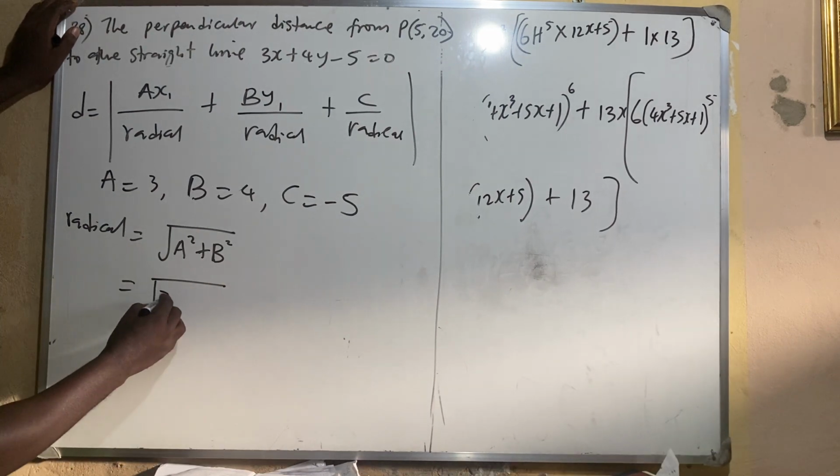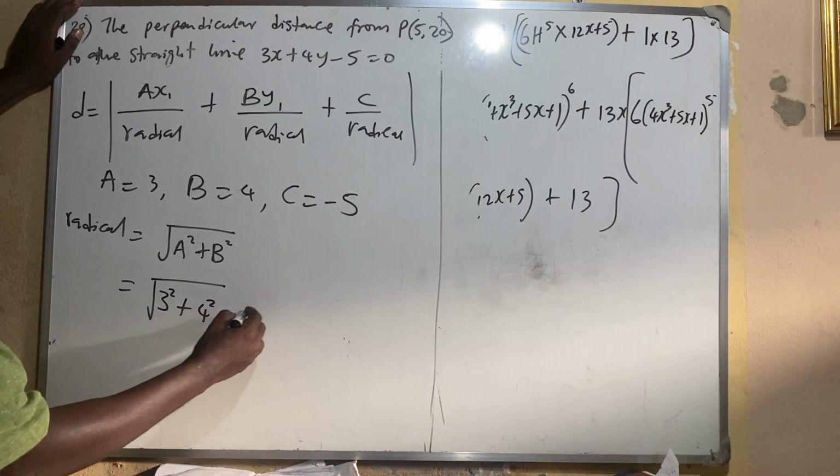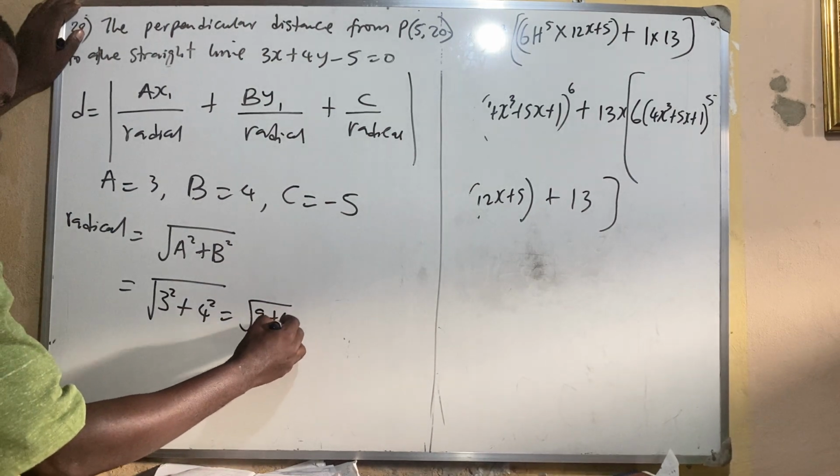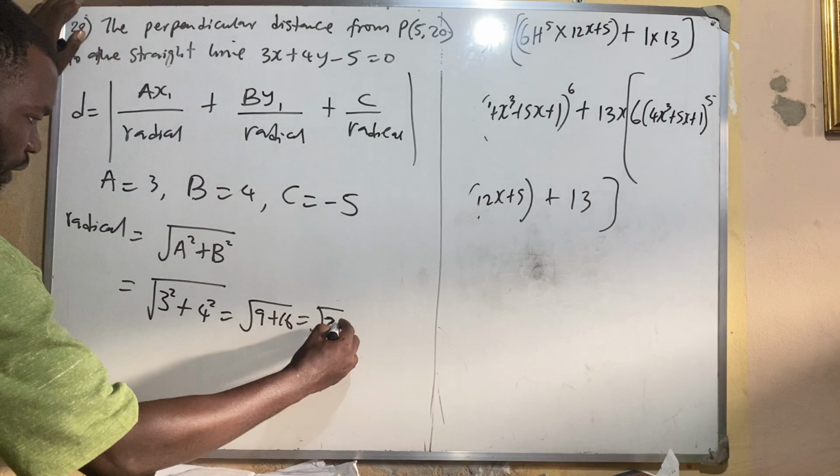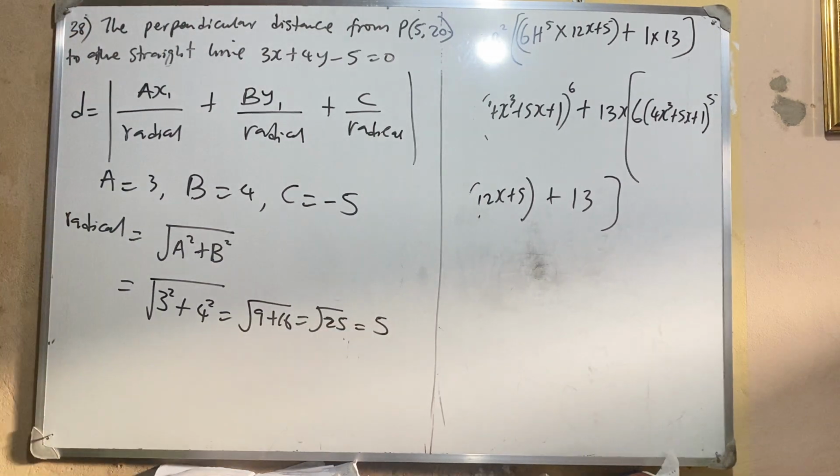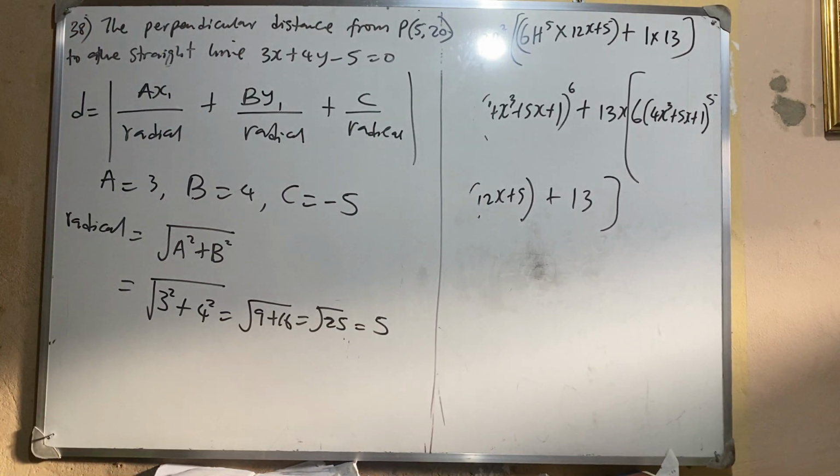This is 3 squared plus 4 squared, which is what? The square root of 9 plus 16, which is the square root of 25. And the square root of 25 is 5. Okay. So what do I have? Let me now put it here.